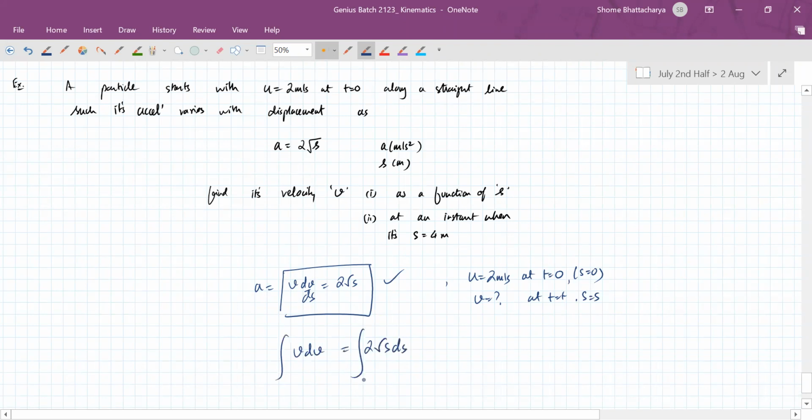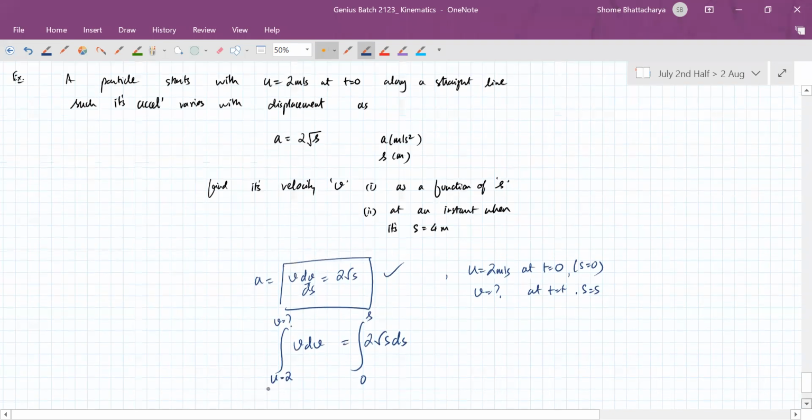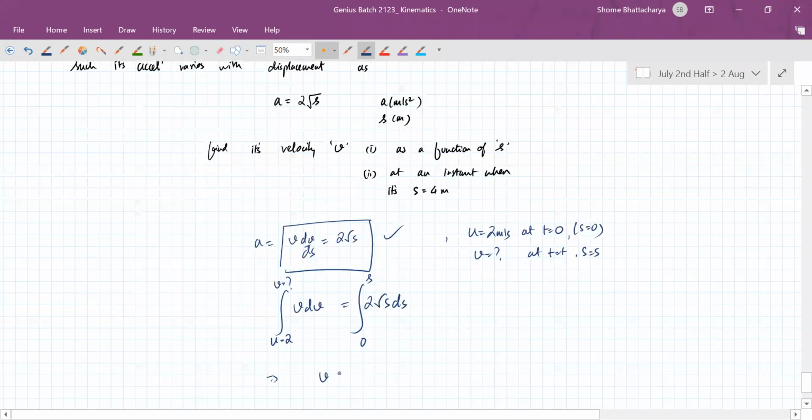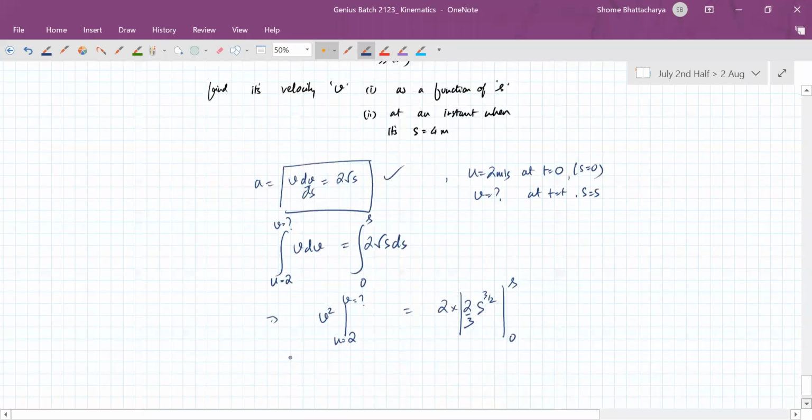So your displacement is going from 0 to s as your velocity is going from u equal to 2 to v. Okay, so it's a pretty simple integration. v square on this side from 2 to v. On the other side, the integration of root s is 2 by 3 s to the power 3 by 2, from 0 to s. Okay, so I think this is what we should be getting.